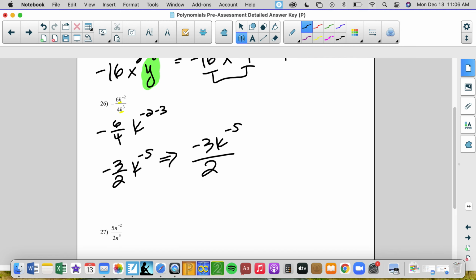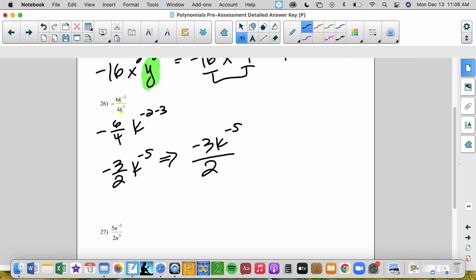Negative 3 is not affected by it. That's not attached to that negative 5 exponent. So the 2 is still in the denominator, and this becomes k to the 5th. So it went from negative to positive by going into the denominator. So that is the only answer that we will accept here.